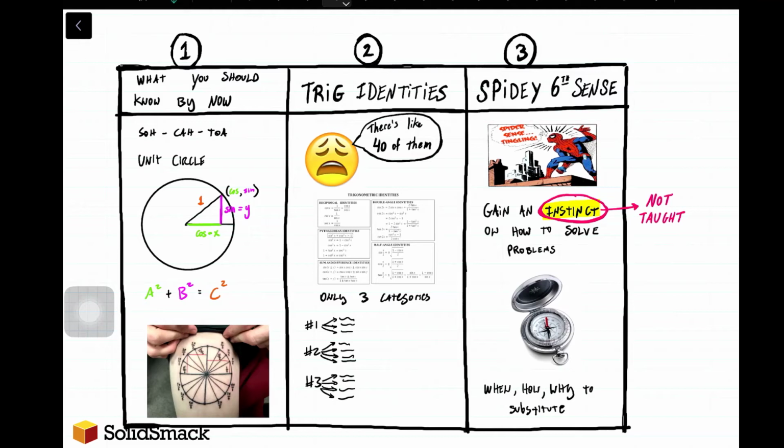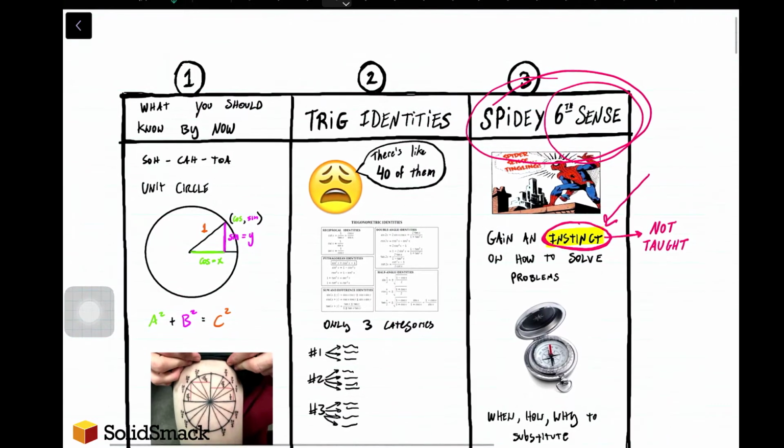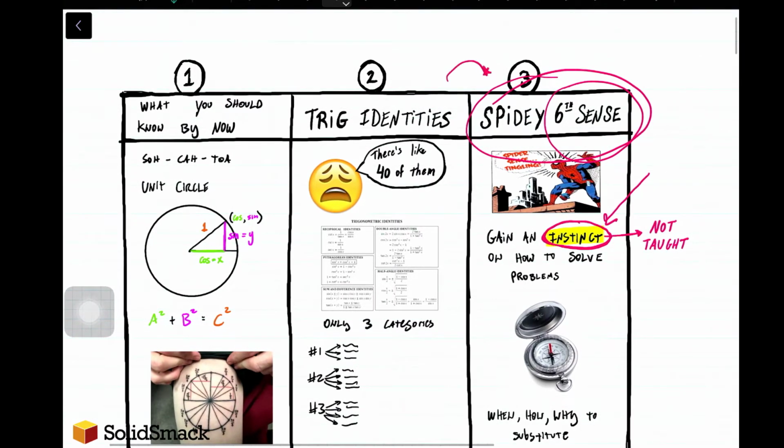In this video, I'm going to teach you how to gain a sixth sense, a spidey sixth sense, of how to solve trig identity problems. What I'm referring to when I say sixth sense is how to gain an instinct of knowing when, why, and how to substitute the different trig functions. Most professors expect you to get here, but they never actually teach it to you. It's just an expectation, and most of us fall short.